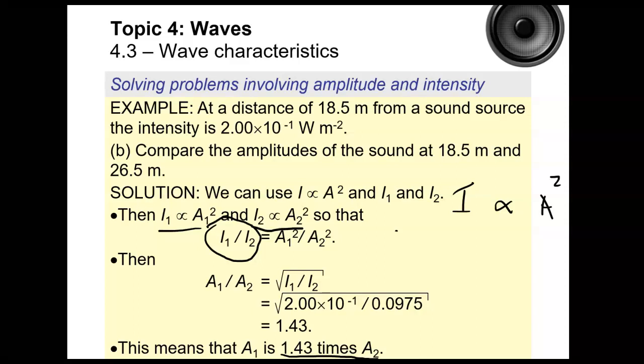Remember, as you get farther from a wave source, of course, the amplitude decreases because that same amount of energy is spread out over a wider area.